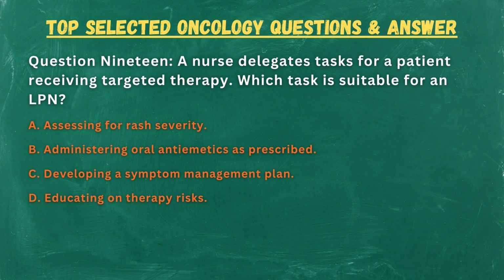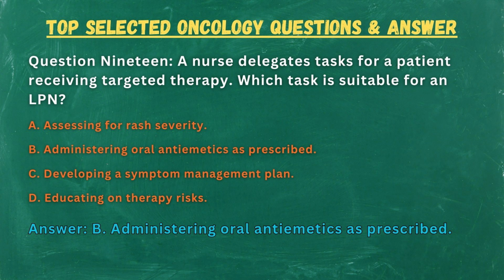Question 19. A nurse delegates tasks for a patient receiving targeted therapy. Which task is suitable for an LPN? A. Assessing for rash severity. B. Administering oral antiemetics as prescribed. C. Developing a symptom management plan. D. Educating on therapy risks. Answer: B. Administering oral antiemetics as prescribed.